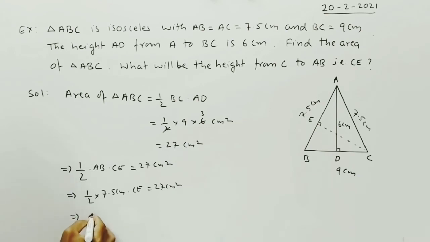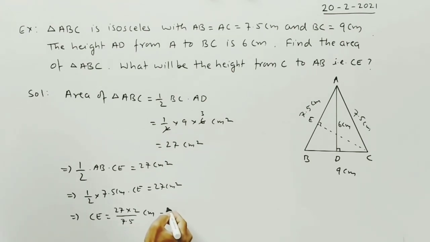This implies CE is equal to 27 into 2 by cross multiplication divided by 7.5 centimeter is equal to 27 into 2 divided by 75 when you remove decimal. So here multiply by 10 centimeter.